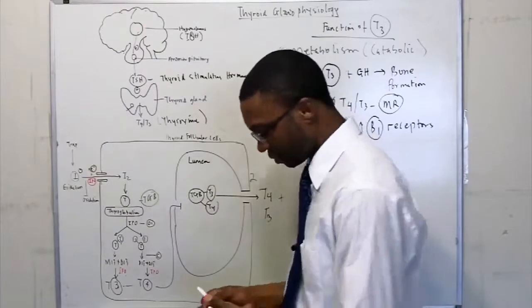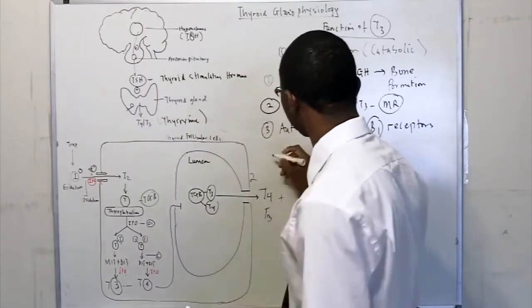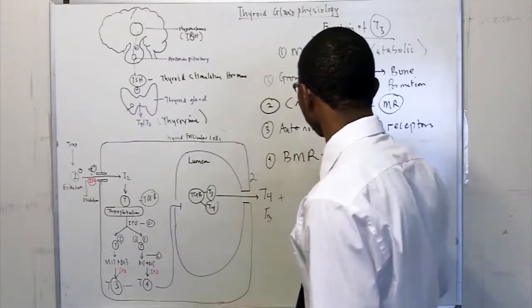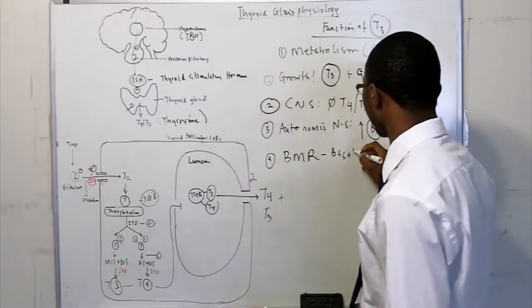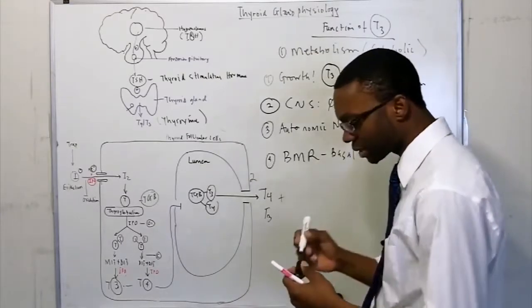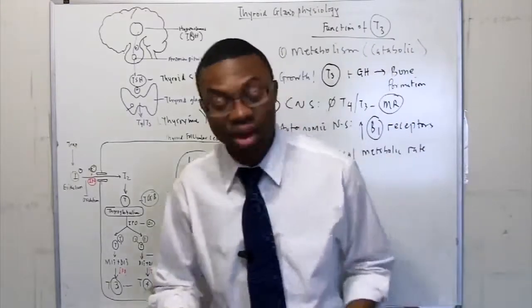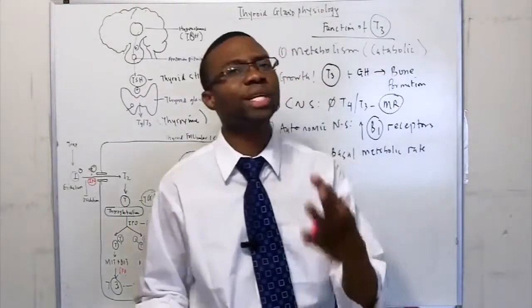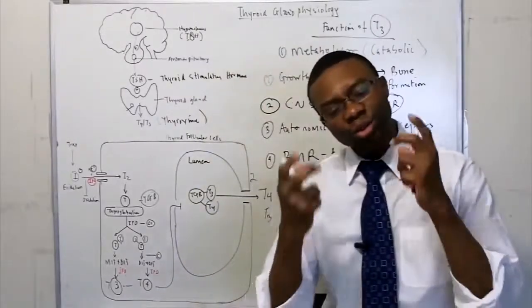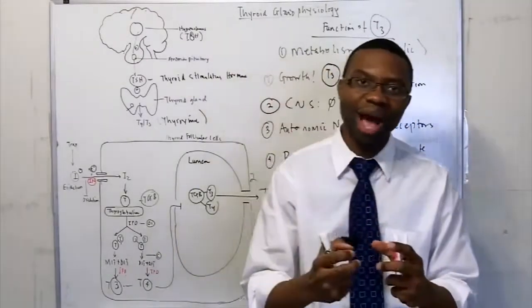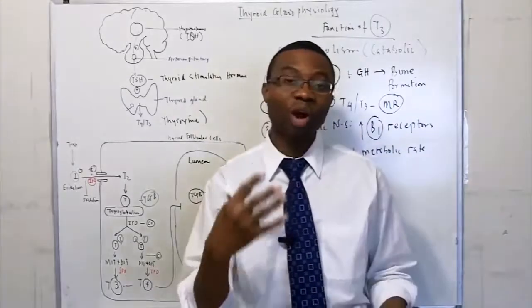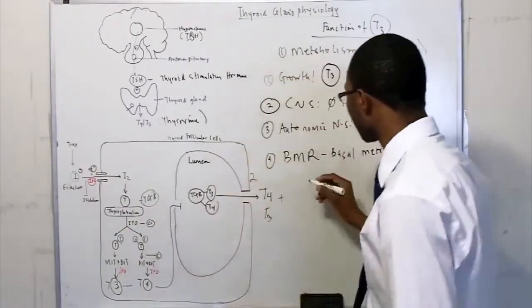Now, aside from that, we also need the thyroid gland to maintain our basal metabolic rate. Basal metabolic rate. What the hell is that? Well, basal metabolic rate is basically oxygen consumption. What do we need oxygen for, guys? I told you in the electron transport chain, you need oxygen at the bottom so that you can form ATP.